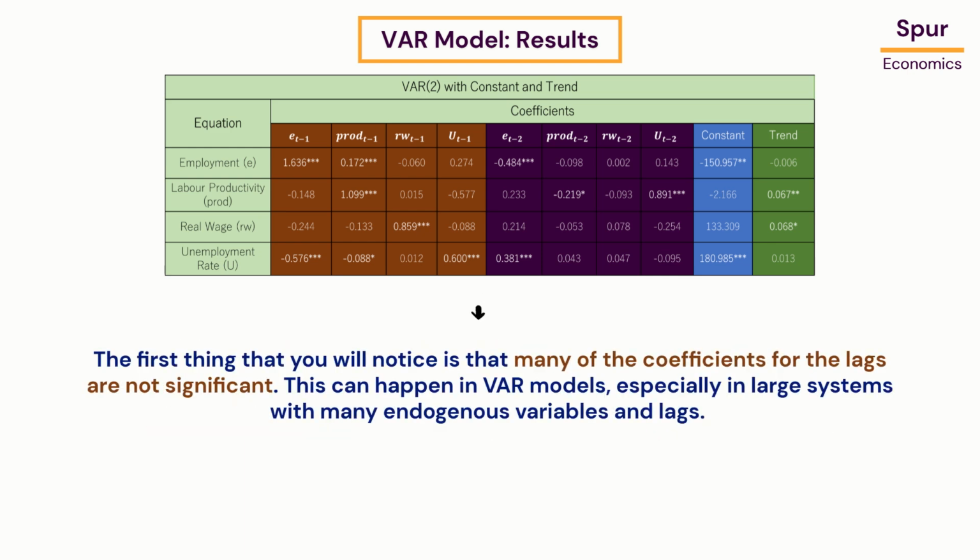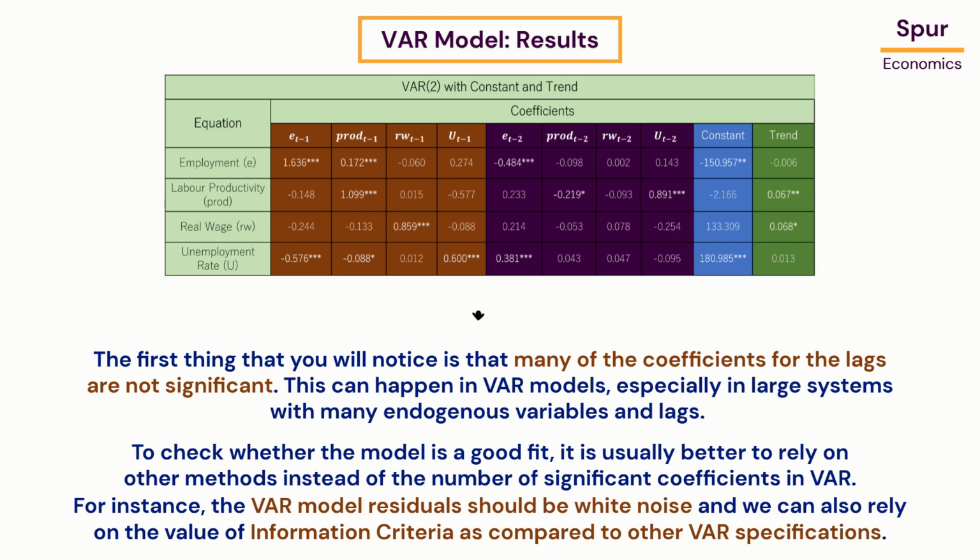The first thing that you will notice is that many of the coefficients for the lags are not significant. This can happen in VAR models, especially in large systems with many endogenous variables and lags. To check whether the model is a good fit, it is usually better to rely on other methods instead of the number of significant coefficients in VAR. For instance, the VAR model residual should be white noise, and we can also rely on the value of information criteria as compared to other VAR specifications.